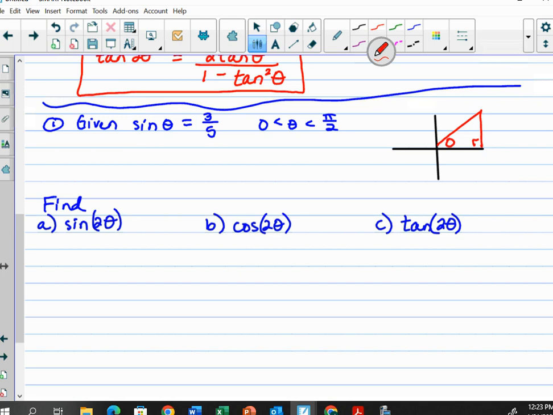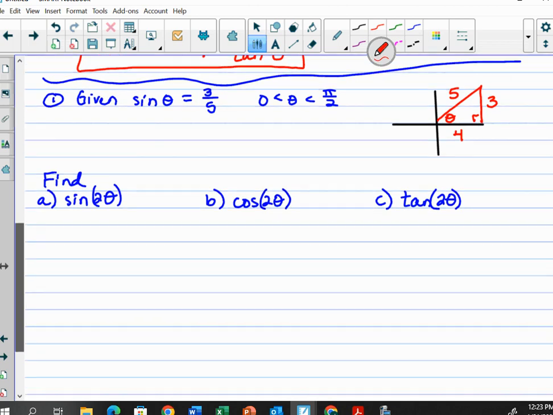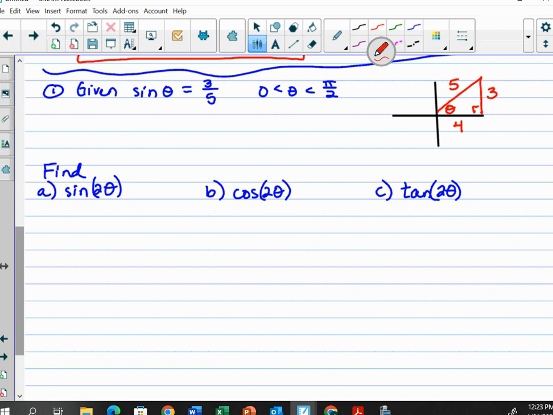All right, there's theta. Sine is 3 over 5. What does that mean? Hypotenuse is 5. Opposite is 3. What does that make, Jay said? 4. Good. Okay. All right, so we've got our triangle set up. So for part A, let's write the formula first. What is our formula for sine of 2 theta? 2 sine theta cosine theta.